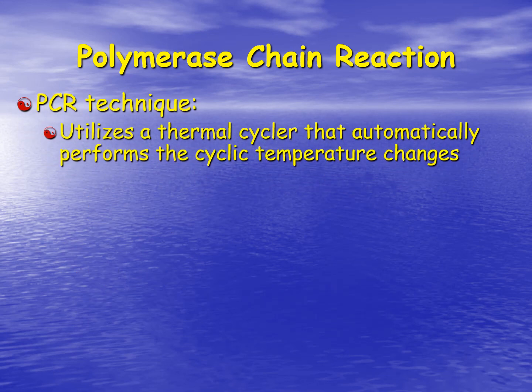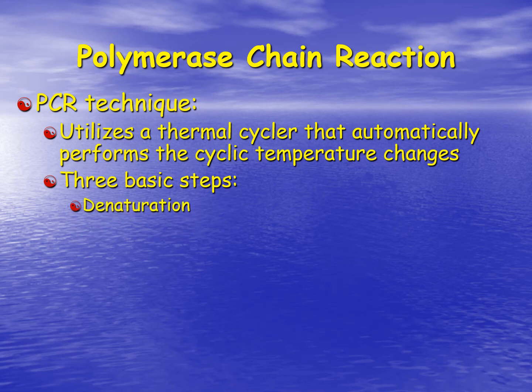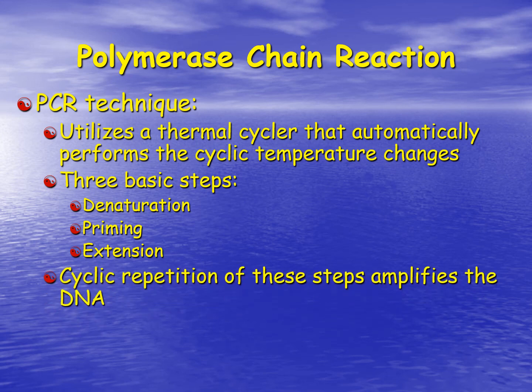PCR technique then utilizes a thermocycler that automatically performs a cyclic temperature change. And there's 3 basic steps: denaturing under the heating, priming with the addition of the RNA primers onto the DNA, and then extension, allowing the Taq DNA polymerase to then add nucleic bases in the 5' to 3' direction. As it cools, the copied DNA will adhere, and then we reheat it, separate the newly synthesized strands, and repeat this process over and over.